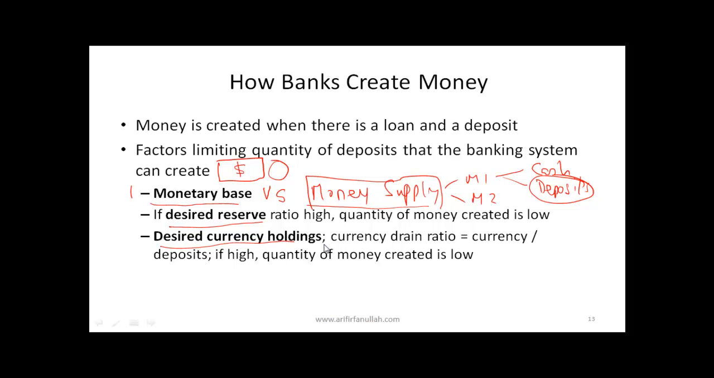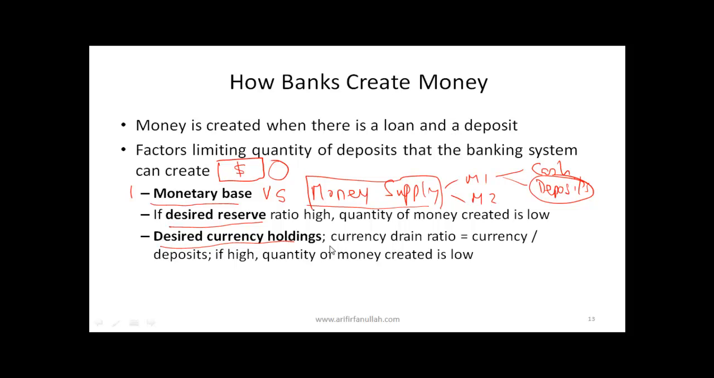Why? Because if you are not putting money in the banking system and you are just keeping it with yourself, then the money is not being used to create further deposits and so on. So in Pakistan, for example, the desired currency holding is very high. A lot of money sits outside the banking system. And if a lot of money is sitting outside the banking system, that means the desired currency holding is high. So what does that do to money supply? It reduces money supply, because then you don't have loans and deposits and so on.